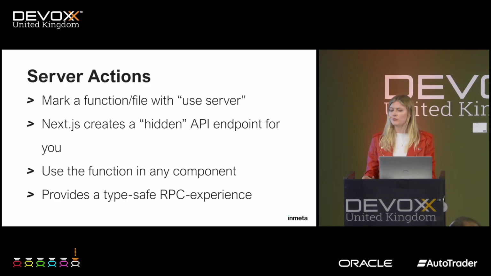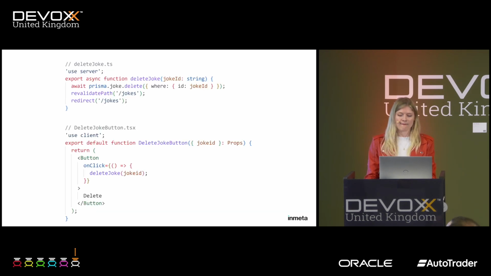So it's simple. You mark a function or a file with use server, and then Next.js will make a hidden API endpoint for you, allowing you to call it from anywhere, like from a client component, which solves the problem of passing functions between the server and the client. And in addition, it gives you type safety between the server and the client through RPC. So here I have a file with use server, turning the function inside it into a server action. I can now call it from a client component.